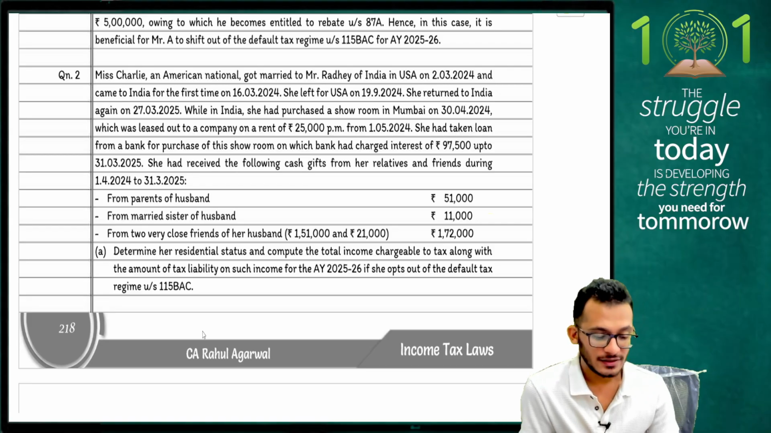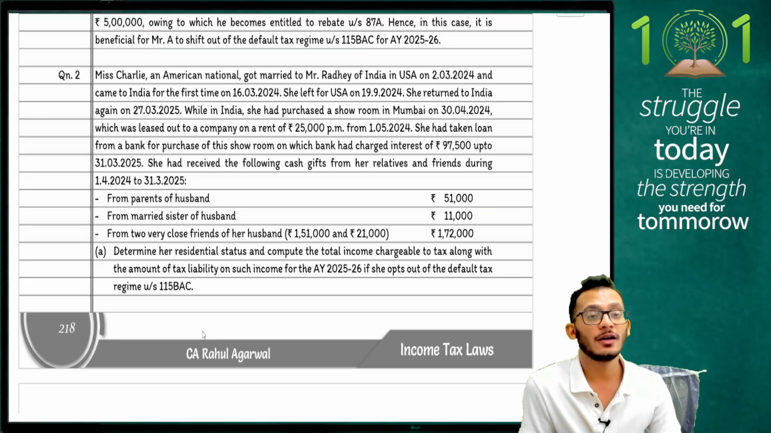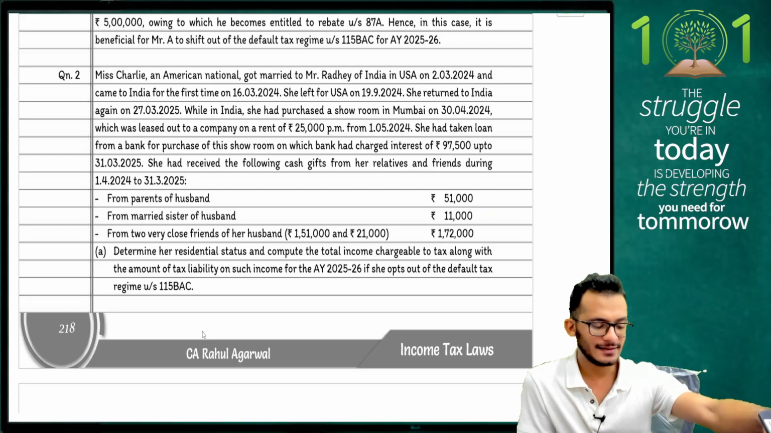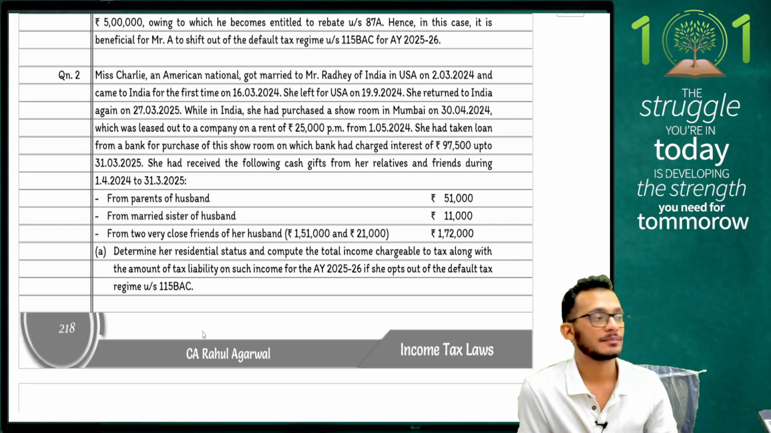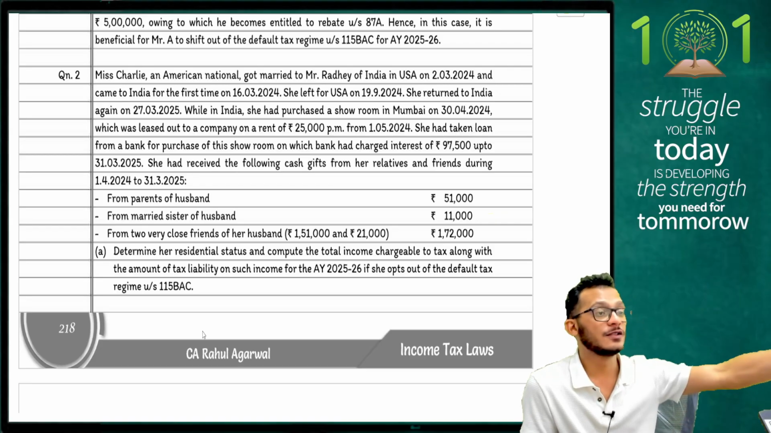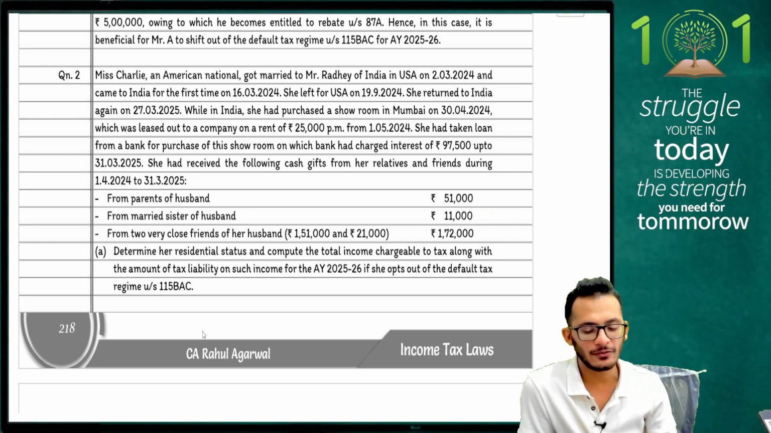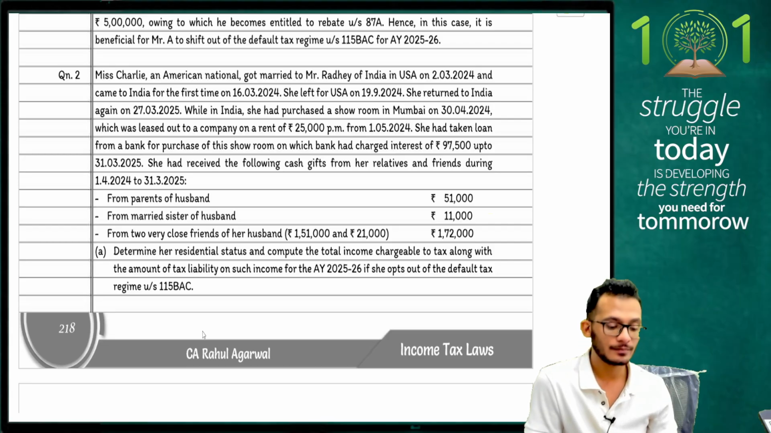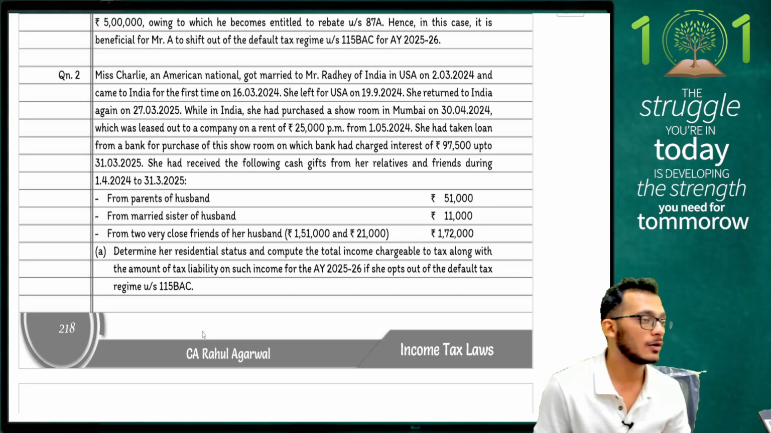She received the following cash gifts from her relatives and friends during 1st April 24 to 31st March 25. Current year, she received a gift from parents of the husband, 51,000. Because parents of husband, in-laws, are relatives, therefore fully exempt. Married sister of husband, 11,000. My spouse's sibling, exempt. From 2 very close friends of her husband, 1,51,000 and 21,000, total 1,72,000. Fully taxable, because more than 50,000.